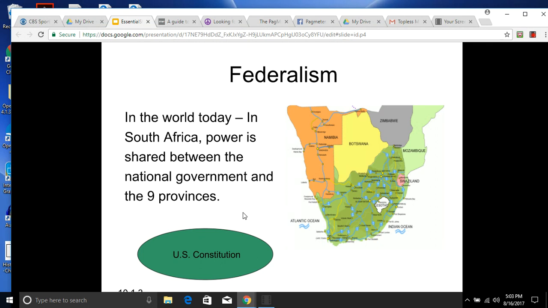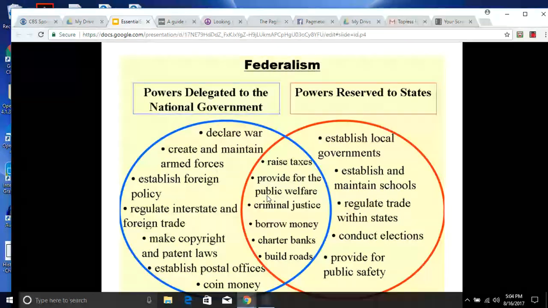Many countries around the world practice federalism, including South Africa. In South Africa, power is shared between the national government and the 9 provinces. Their states are called provinces. They have 9 of them. The United States has 50 of them. And these two aren't the only countries around the world. Mexico, for example, practices federalism. So do many other countries.